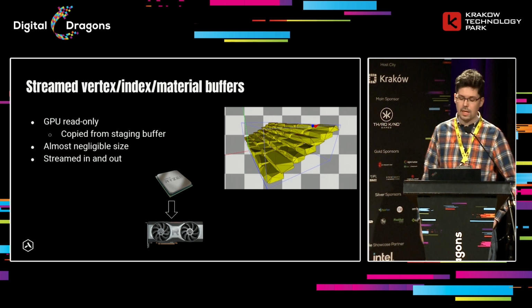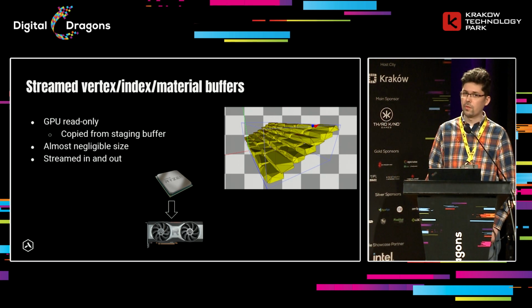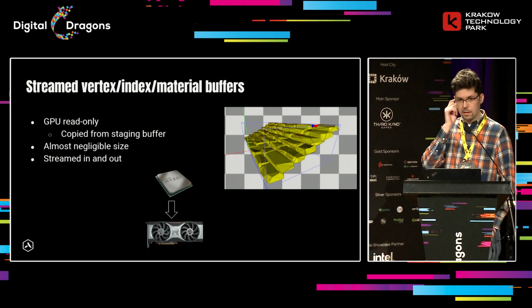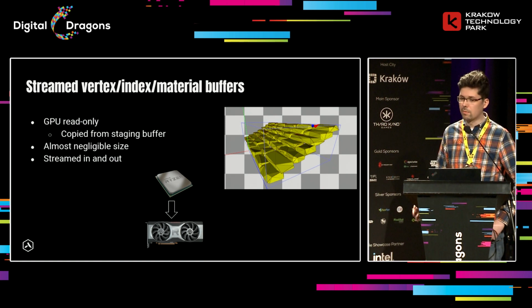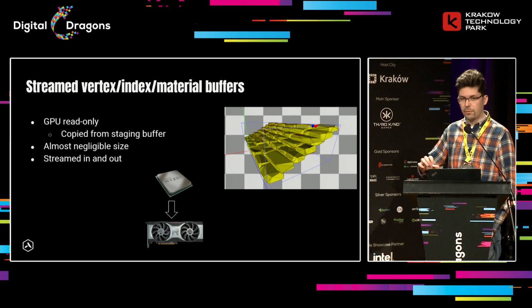Next, we have the vertex, index, and material buffers for our meshes. So this is basically the model data that you would think of. They are, of course, loaded from disk and then placed in a staging buffer. I will mention what that is a little bit more later. And then from the staging buffer, they are copied into VRAM.